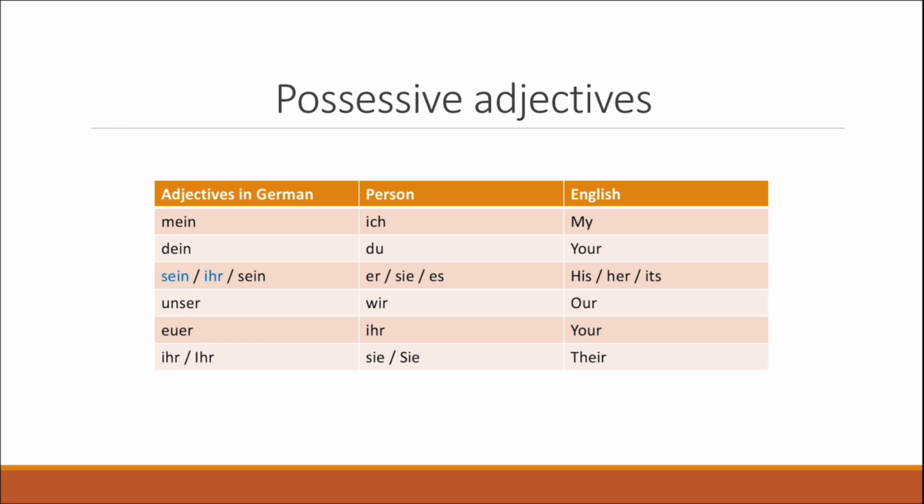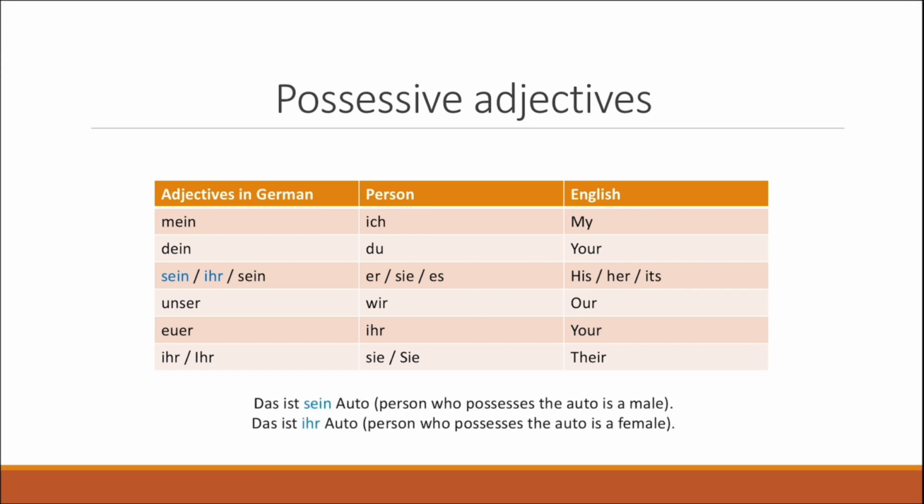In German, it is also very important to look carefully at the difference between sein and ihr, because a false use of these possessive adjectives might lead to confusing statements and a confusing situation. You can see an example. If we say, das ist sein Auto, then we're indicating that the person who possesses the auto is a male. But if we say, das ist ihr Auto, then it basically means that the person who possesses the auto is a female. So making this distinction is very important, so that we know whether the person who possesses the auto is a male or a female.